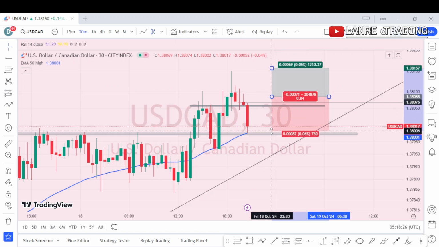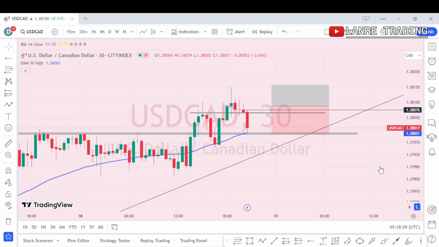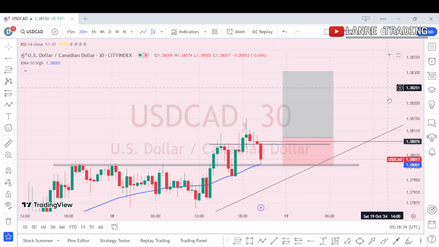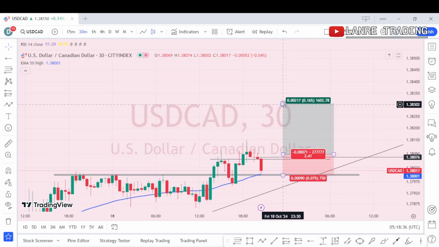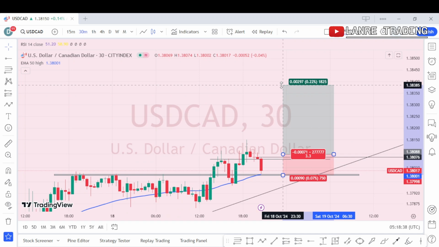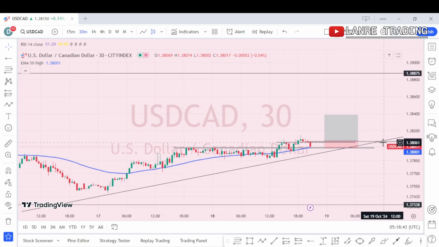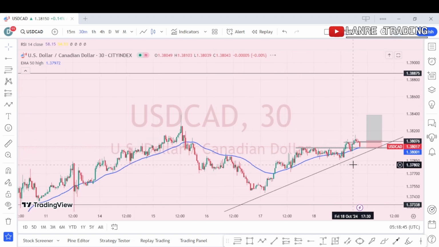On the next candlestick, you can put your stop loss below here, and you can target your one to three risk to reward somewhere around there.